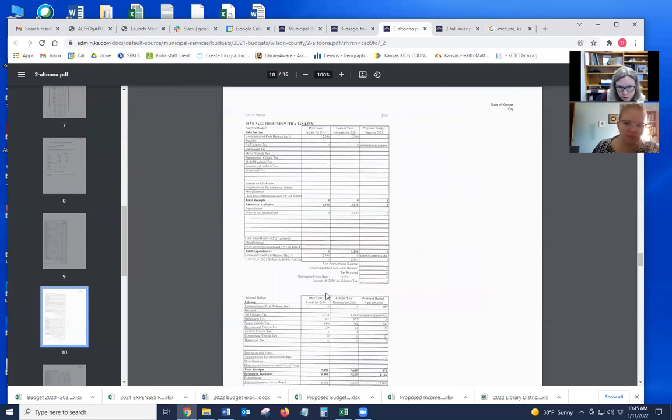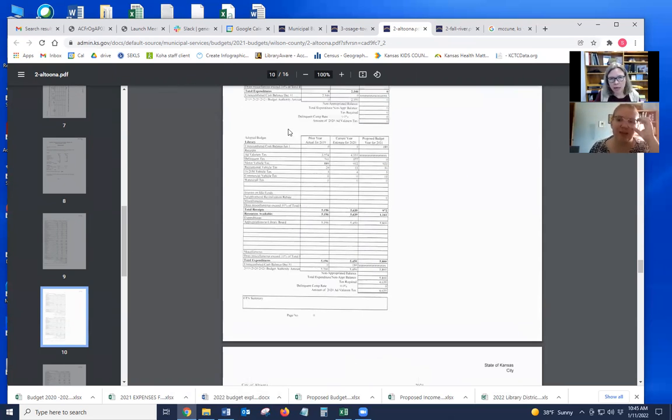What was that other page? This is hard to see. I'm gonna try to.